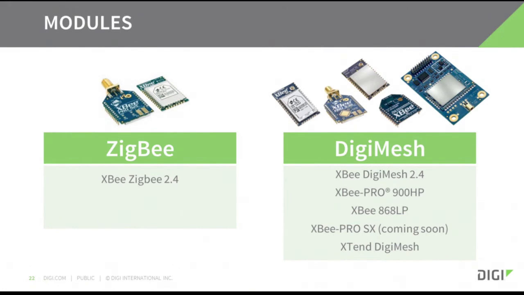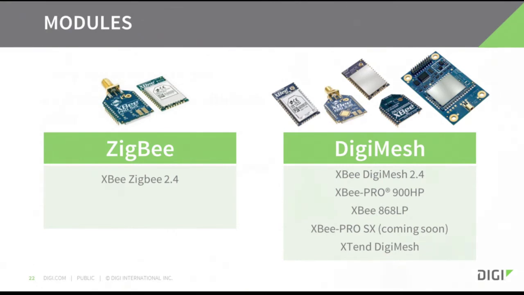On the DigiMesh side, we've got 2.4 gigahertz, 900, and 868. We're about to release a brand new 1-watt surface mount XB radio. It's going to be very exciting. It will also support DigiMesh. And we have a legacy Extend product that also runs DigiMesh. So many more options on the DigiMesh side.